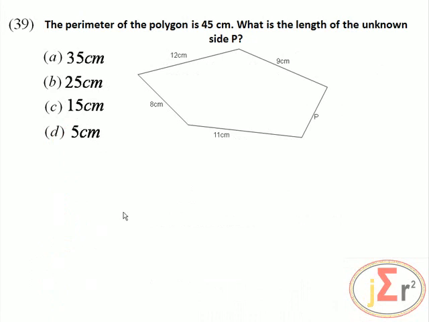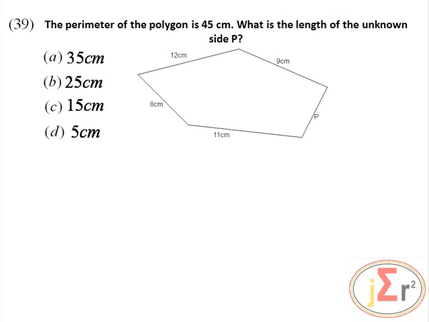The perimeter of the polygon is 45 centimeters. What is the length of the unknown side P? What do we mean by perimeter? We said that a while ago. Jerry, come on quickly. Give me the answer. Yes. Perimeter means the measurement around. How do we determine the perimeter? Right. Adding all the sides.